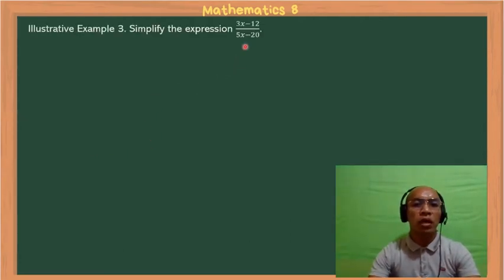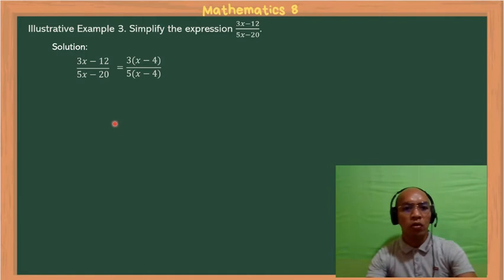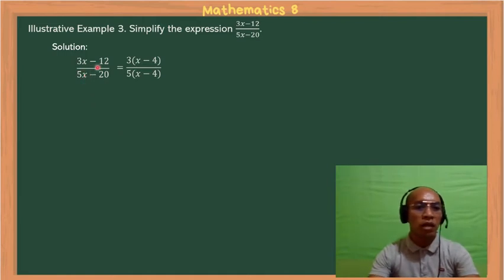Example number 3. Simplify the expression 3x minus 12 all over 5x minus 20. In this case, we are dealing with polynomials. First, we are going to factor the numerator, 3x minus 12. We can factor this by common monomial factoring. The common monomial factor of 3x and 12 is positive 3. In order for us to obtain the remaining factor, we have to divide each term, the 3x and 12, by the common monomial factor, which is 3. So 3x divided by 3 is x. Then negative 12 divided by 3 is negative 4.